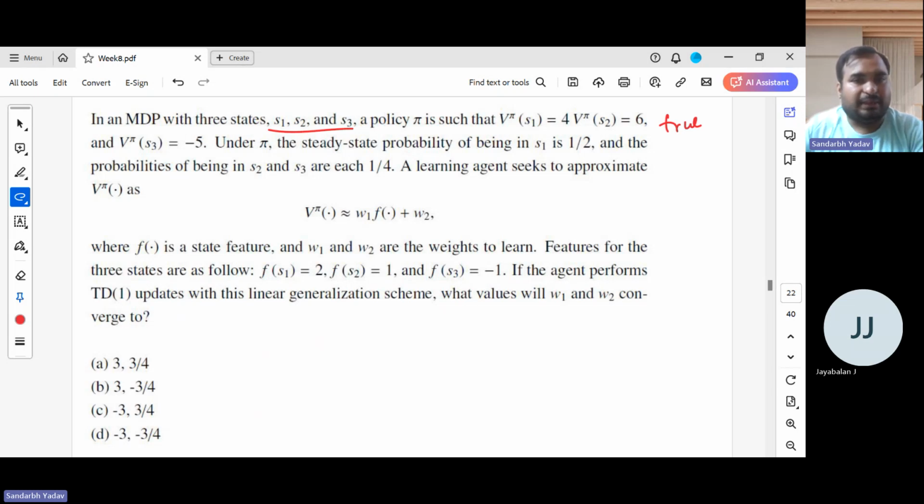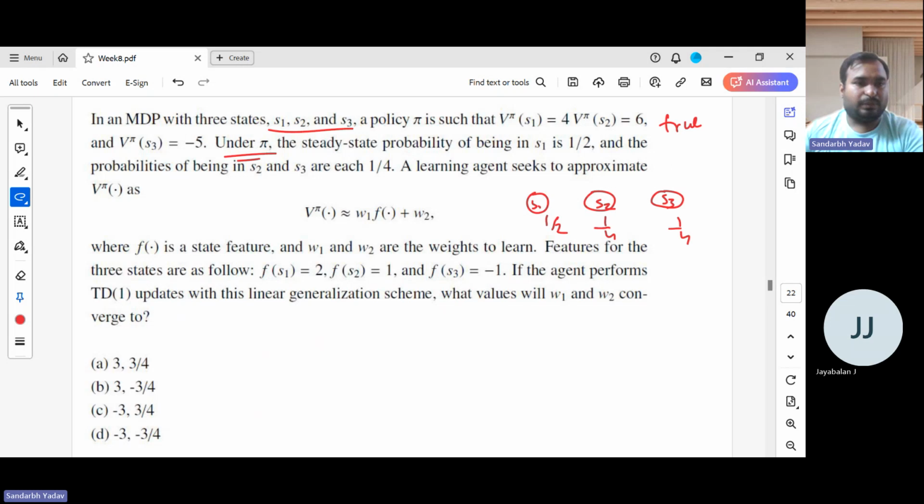They have also given, under this policy pi, the steady state probability of being in S1 is half, and in S2 and S3 it is 1 by 4 each. So this sums to 1, right? Suppose there are three states. If you keep roaming around in these states a large number of times, then the probability that at some point you are in S1 is half, and in S2 or S3 it is 1 by 4 and 1 by 4. So this is the steady state distribution of probability.